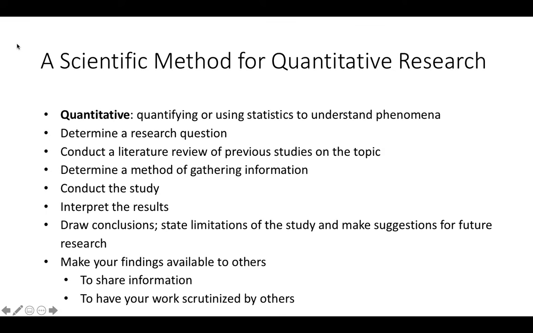Now, in science, you have two overall categories that you can conduct research through, which is quantitative versus qualitative. When you're using quantitative research, as a rule of thumb, you're referring to just numbers, okay? You're using statistical data. So you're quantifying or using statistics to understand phenomena, to try and understand a cause and effect relationship. So you determine a research question, conduct a literature review of previous studies on the topic, determine a method of gathering information, conduct the study, interpret the results, and then draw conclusions.